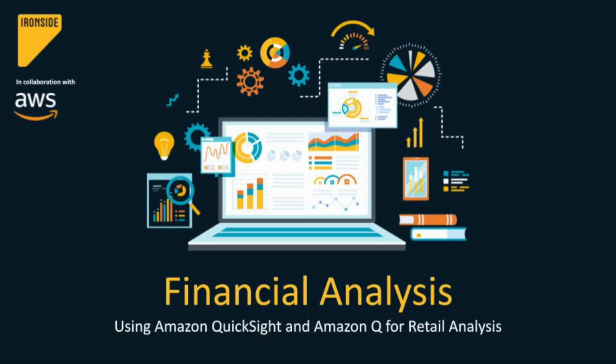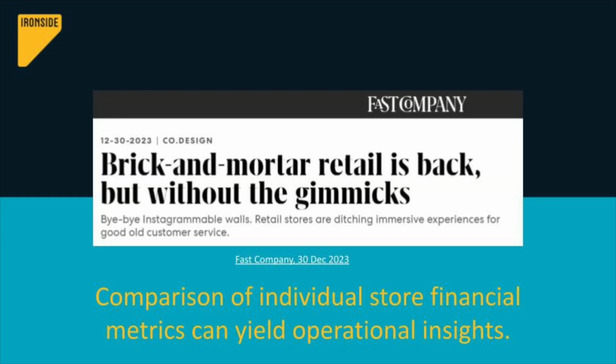Today we're going to be talking about using Amazon Q in QuickSight for doing retail analysis. In particular, we're going to be talking about the financial analysis. One of the interesting things about retail is that there are multiple stores, and looking at the financial metrics of different stores can actually yield insights into the operations of those different stores and what's working well and what's not.